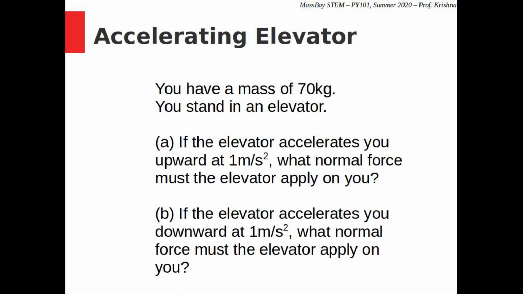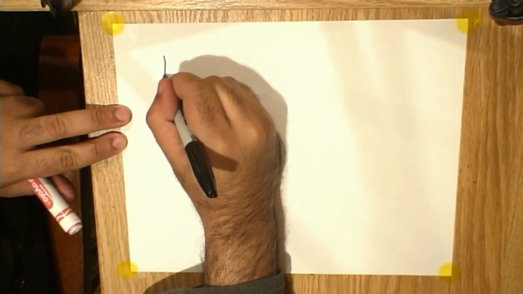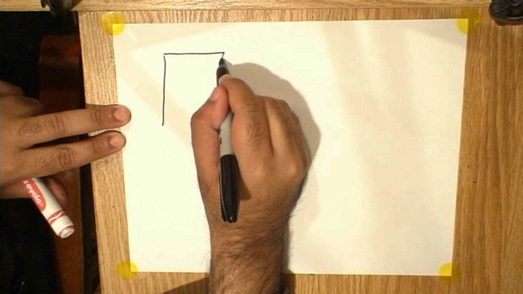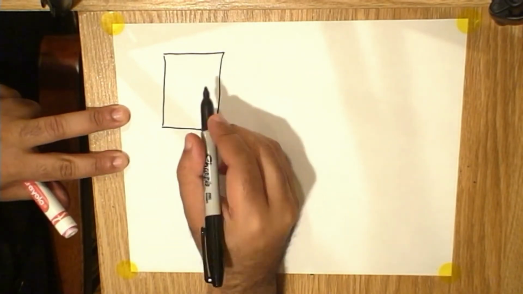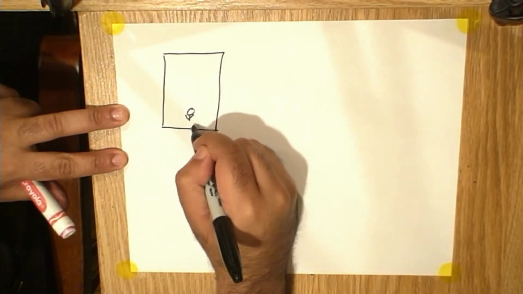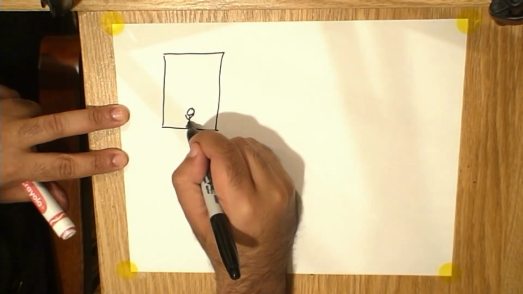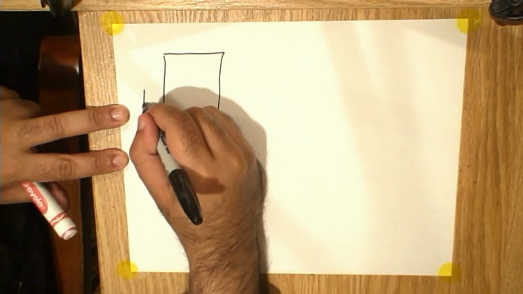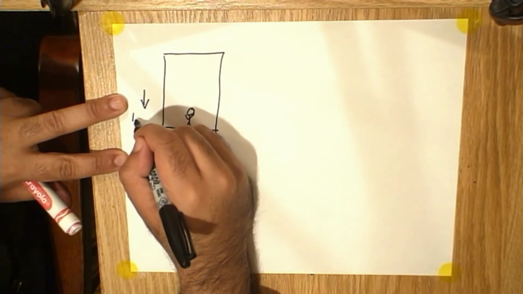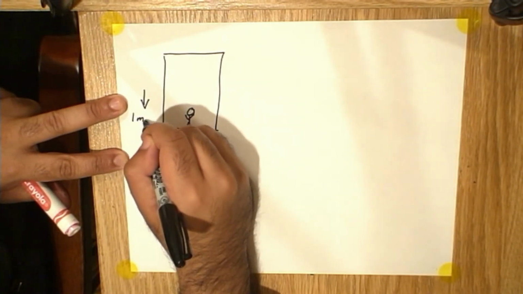What about part B? If the elevator accelerates you downward at 1 meter per second squared, what normal force does the elevator apply on you? For this latter part of the question, you can probably imagine that it would be solved very similarly to the earlier part. But just for the sake of getting some practice, let's draw it out in full. Here's our character in the elevator. They're going to accelerate downwards at 1 meter per second squared.